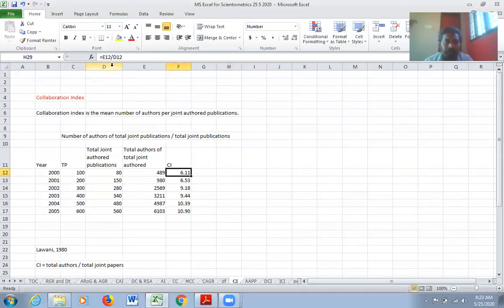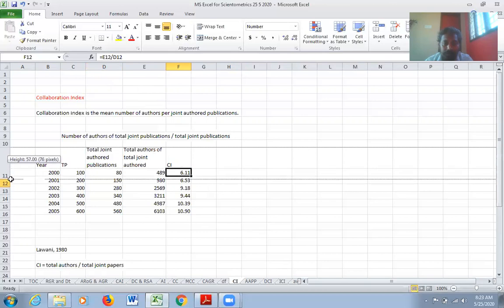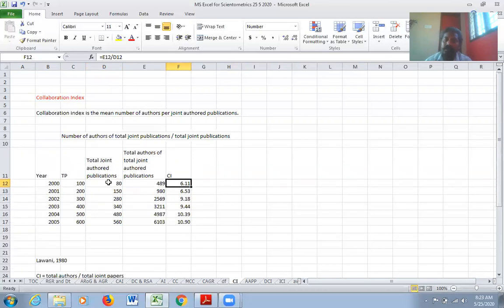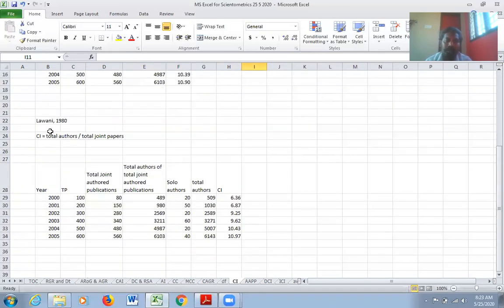For example, E12, what is E12? E12 is the total authors of total joint author publications. For example, if there are 80 joint author publications, these 80 papers were contributed by 489 authors, divided by D12. What is D12? Number of joint author publications. So what is the collaboration index? 6.11. But I was able to see another formula for collaboration index given by Lawani.